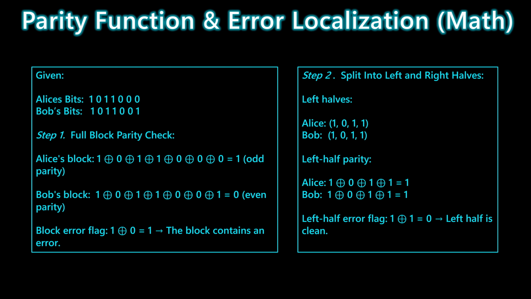On the left side of the slide, you can see the full block check confirming that something is wrong. And on the right side, after splitting into halves, you can see that the parities of the left halves match. That tells Alice and Bob that the left half is clean. There's no error there. This already cuts the problem in half. Instead of searching all 7 bits, they only have to focus on the right half of the block. Next, they'll repeat the same process again, splitting the right half and checking which side fails the parity test.